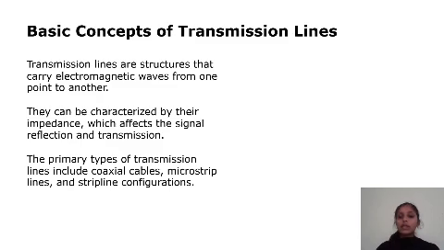Basic components of the transmission lines. The basic components of transmission lines include coaxial cables, microstrips and strip lines. Transmission lines are structures that carry electromagnetic waves from one point to another. They can be characterized by their impedance, which affects the signal reflection and transmission. The primary types of transmission lines include coaxial cables, microstrips and strip line configurations.